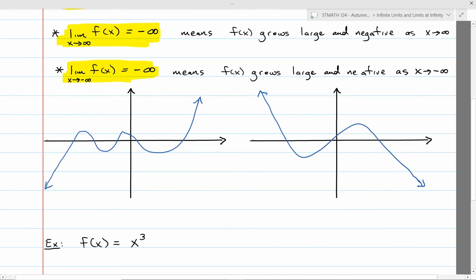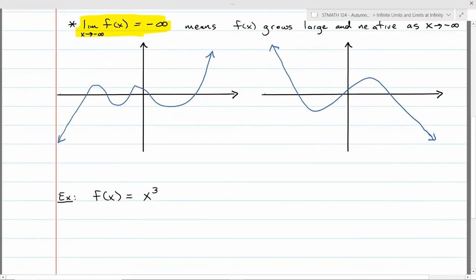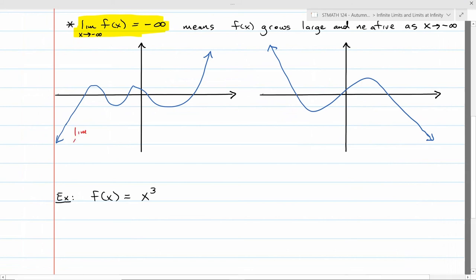So on the left graph here, by looking at the far left-hand side of the graph, this is telling you that the limit as x goes to negative infinity of f of x equals negative infinity. And over here, as you move to the far right side of the graph, it's telling you that the limit as x goes to infinity of f of x is infinity. And on the second picture, the one on the right, when you look at the left-hand side of the graph, it's telling you that the limit as x goes to negative infinity of f of x equals positive infinity. And on the right-hand side of that graph, you see that the limit as x goes to infinity of f of x is negative infinity. So these are all the behaviors that you can see on the ends.